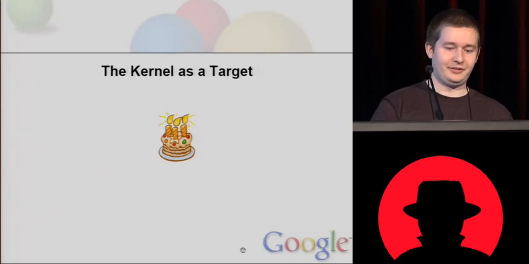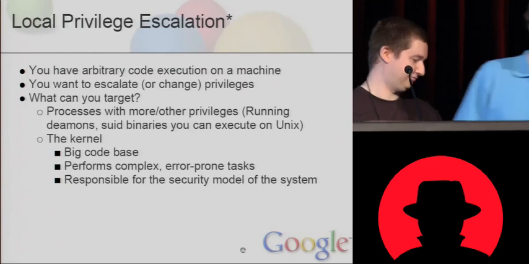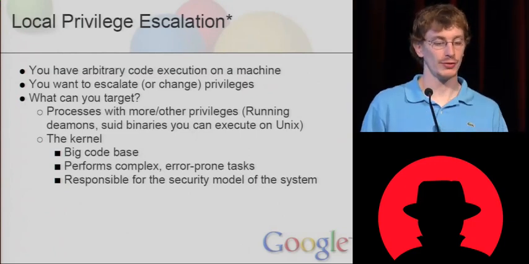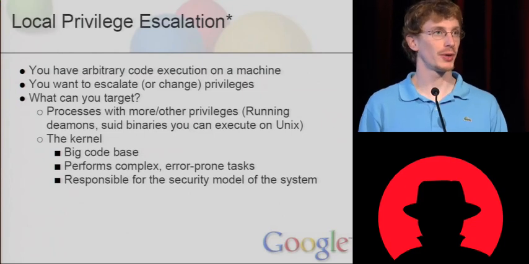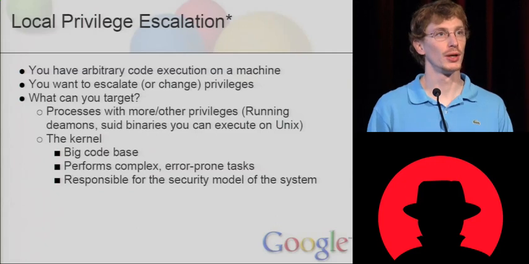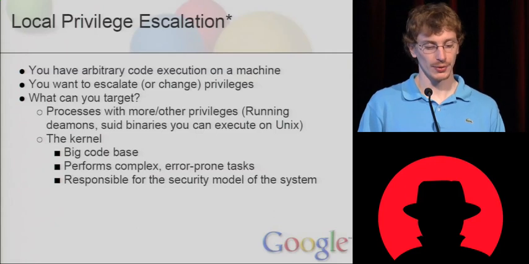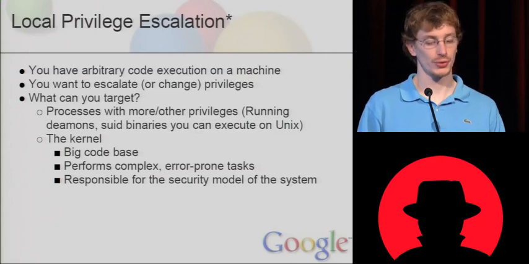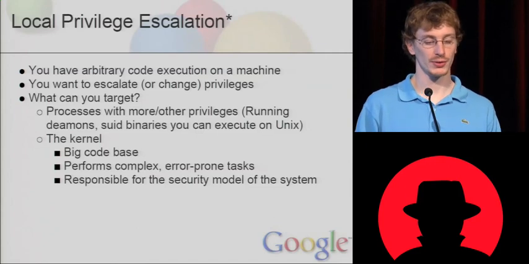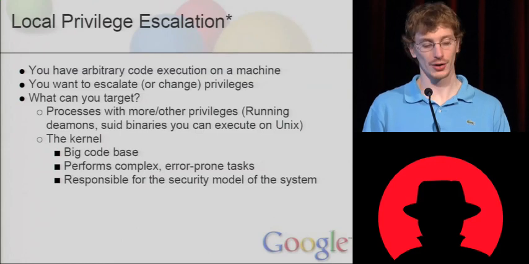The first section of our talk is called The Kernel as a Target. Imagine you have arbitrary code execution on a machine, and you want to escalate or just merely switch your privileges, because it's not necessarily an escalation, you might want to get the privileges of just another user. What can you target? In general, processes with more or different privileges, for instance running daemons, setuid binaries you can execute on Unix. And you can also target the kernel.